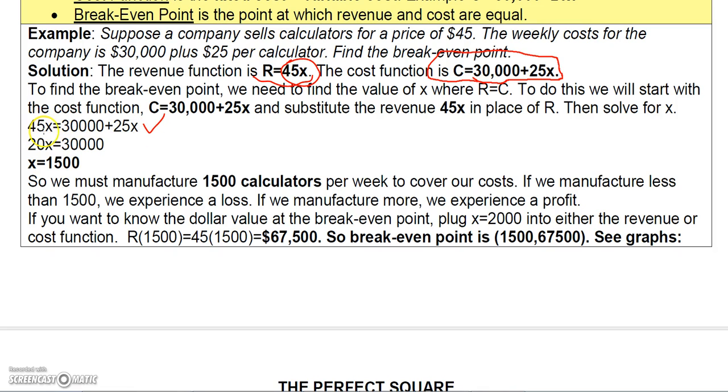Then if I subtract 25x from both sides, I get 20x equals 30,000, and then divide both sides by 20, and I get x equals 1,500. So we must manufacture 1,500 calculators per week to cover our costs.